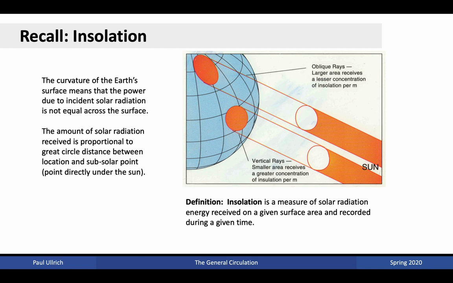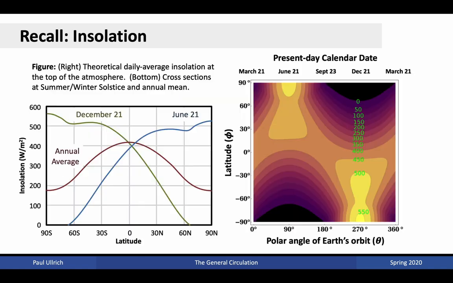This then implies that we're going to have more radiative warming occurring in the equatorial regions and less in the polar regions. Seasonal variations in insolation are very important for driving seasonal changes in the meridional structure of the atmosphere. From an annual average perspective, energy tends to be maximized around the equator, with a drop-off in insolation to about 180 watts per meter squared in the polar regions.